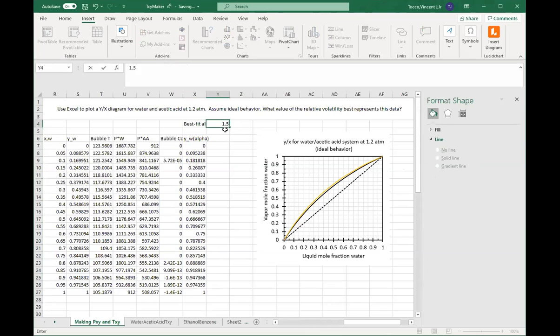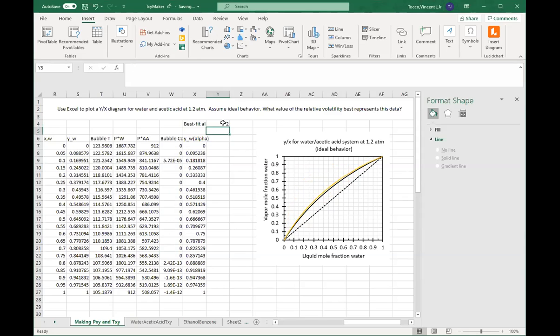I can try different values of alpha. And you should see that as I decrease alpha, this line is going to just pinch in a little bit. So that should make intuitive sense. Remember, alpha is the relative volatility. And the greater my relative volatility is, that means that there's a bigger difference. So these will be easier to separate the greater the value of alpha. So I can try a crazy high alpha, like 8 or 10. You should see that the line bows out a lot.